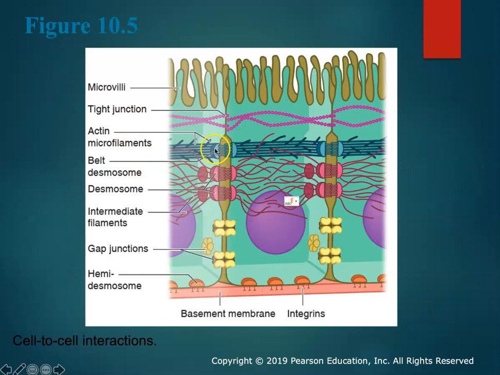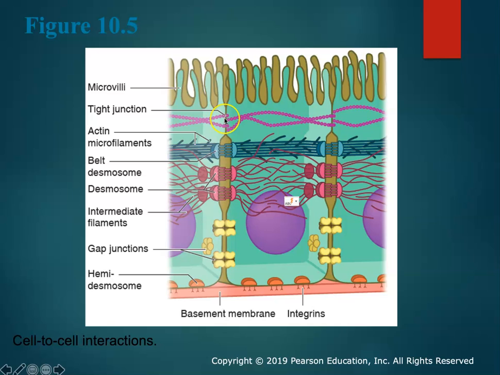So if we look at figure 10.5, this is what I was talking about, these junctions between cells, okay? And so it's showing you different types of junctions between cells. We don't have to worry about the different types of junctions, I guess, for right now, but know that there are different types of connections between cells.